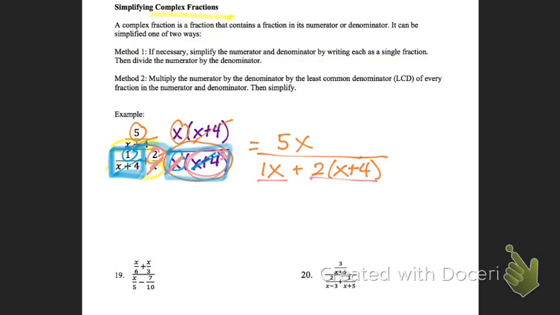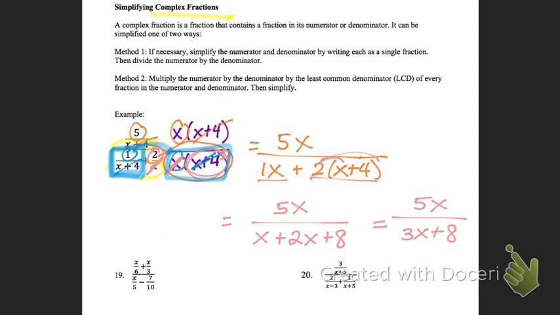From there, I'm going to simplify. So nothing I can do to the top. On the bottom, I can distribute. So I've got x plus 2x plus 8. And that leaves me with 5x over 3x plus 8. And then there's nothing I can do from there.